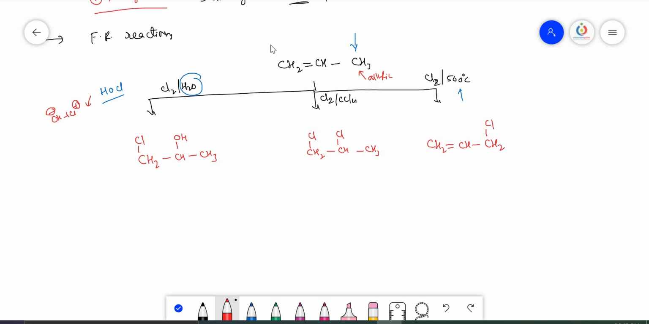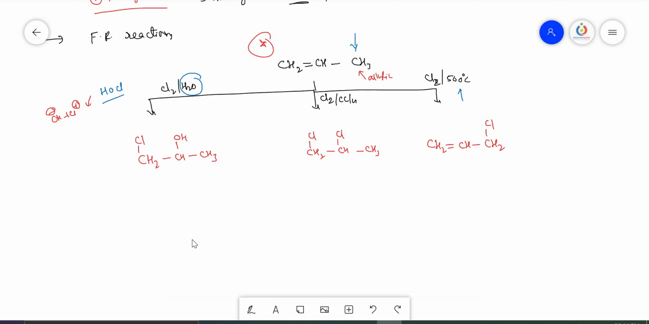So this is a very important reaction. You must remember, not the reaction, the procedure is very important: how the reagent is going to attack a particular molecule with different types of solvents and temperature. So this is one combination.